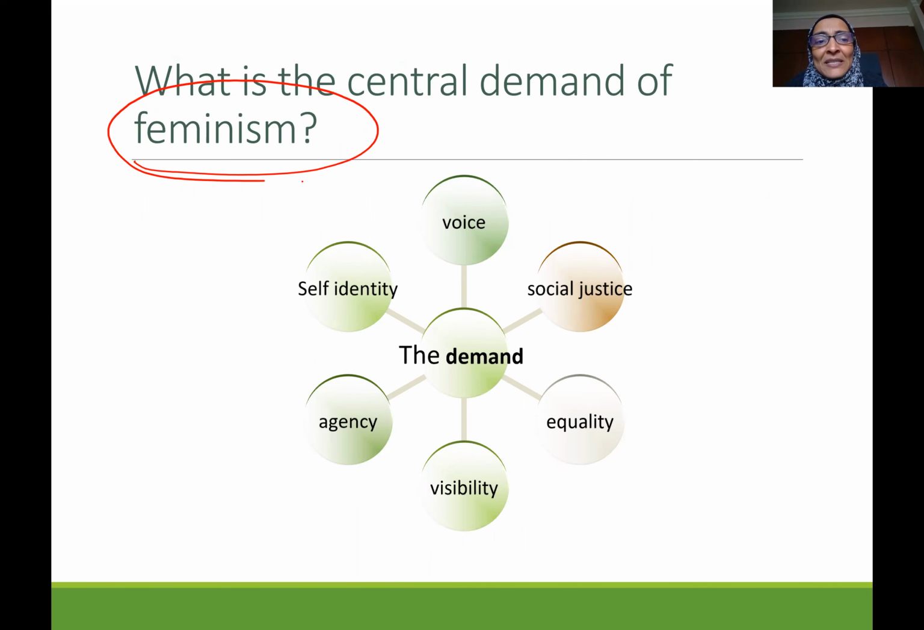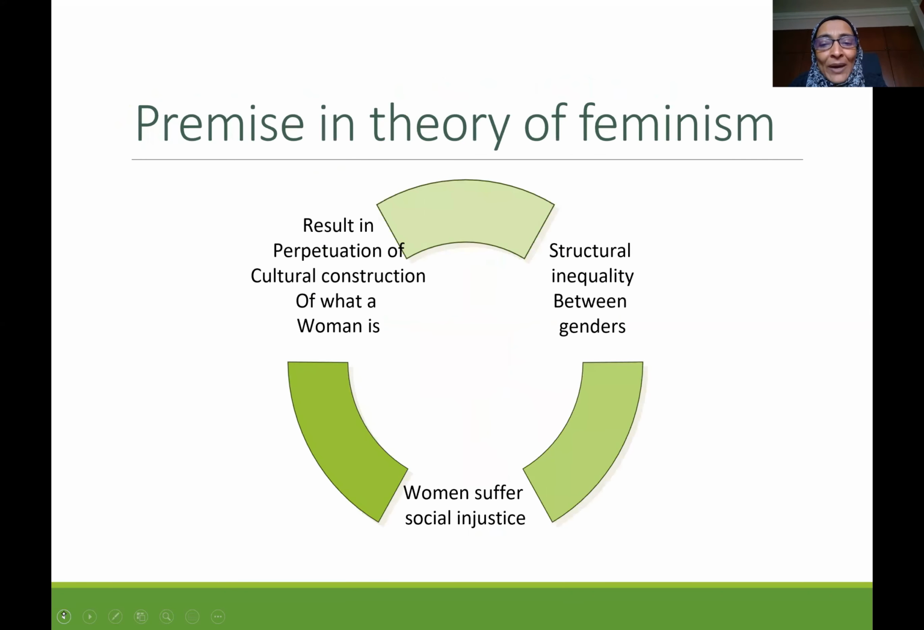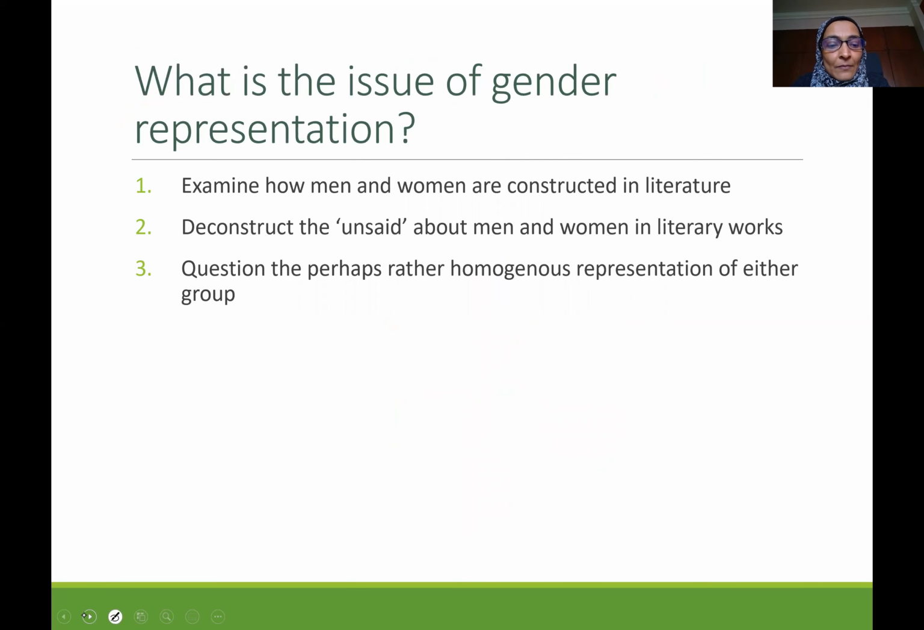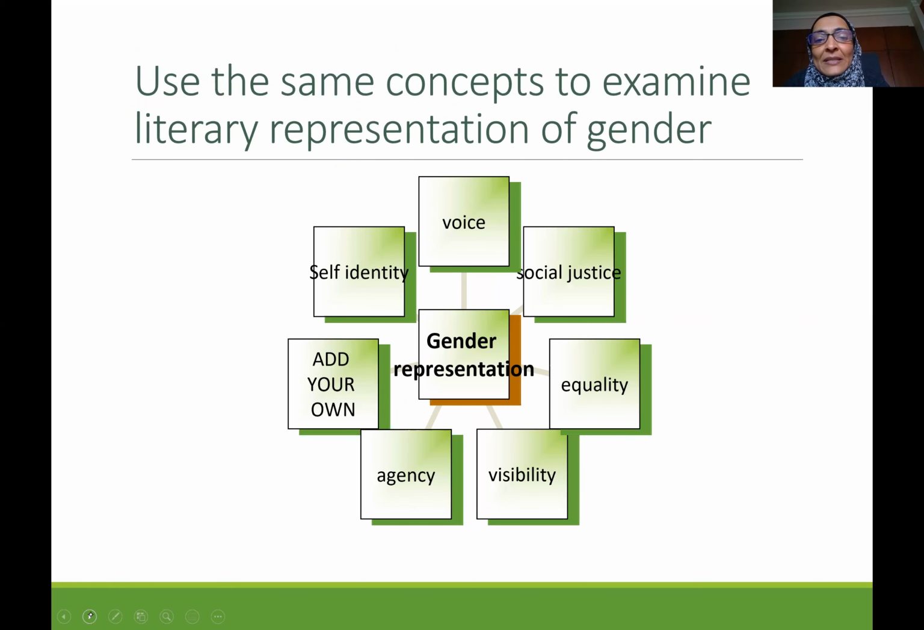But at the core, feminism began in the West to champion equality between genders, to champion social justice for women specifically. It's to break free from cultural restrictions imposed by society onto women, hence it's feminism, okay? And the theory of feminism and the movement includes looking at the issue of voice.